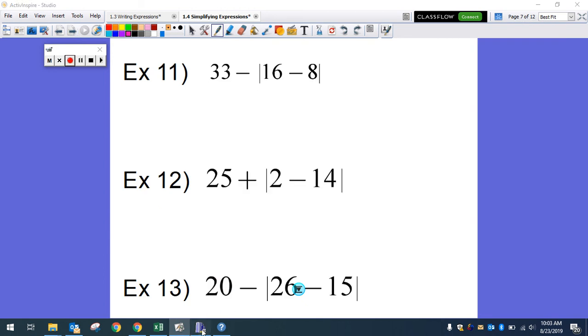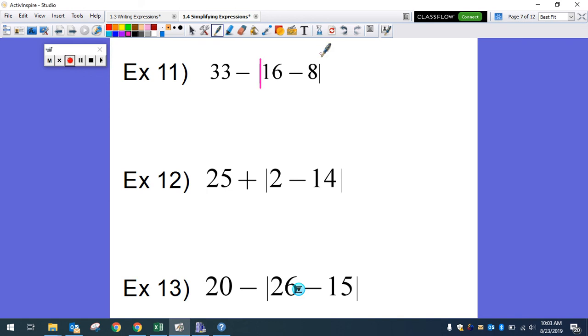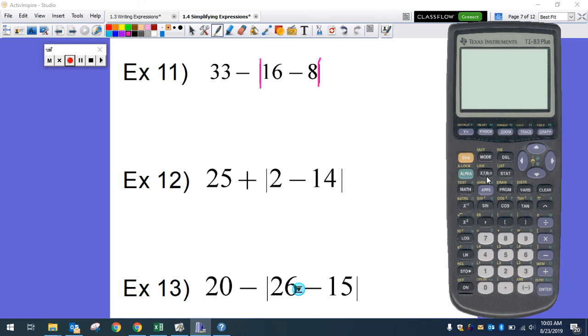Okay, absolute value. Let me show you how to do that in your calculator. So you're going to do 33 minus, well, all right, I'm going too fast. Let me back up. These straight lines mean absolute value. So here's how you do it on your calculator. I'm going to type in 33 minus, and then I need the absolute value. So here's how you get to it.